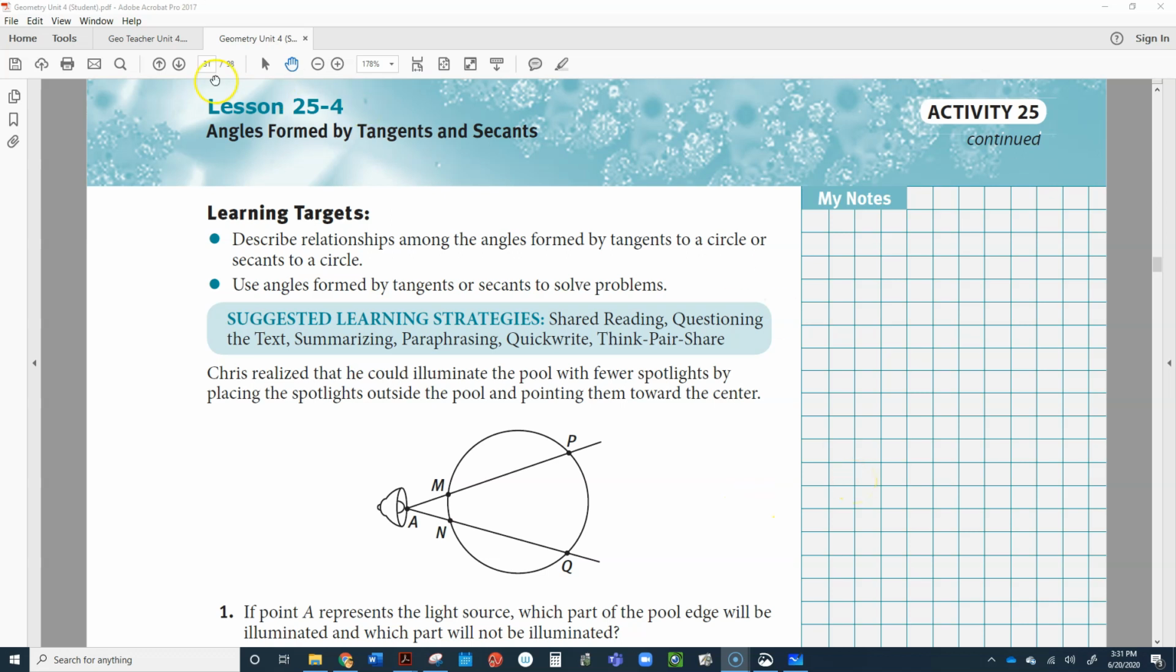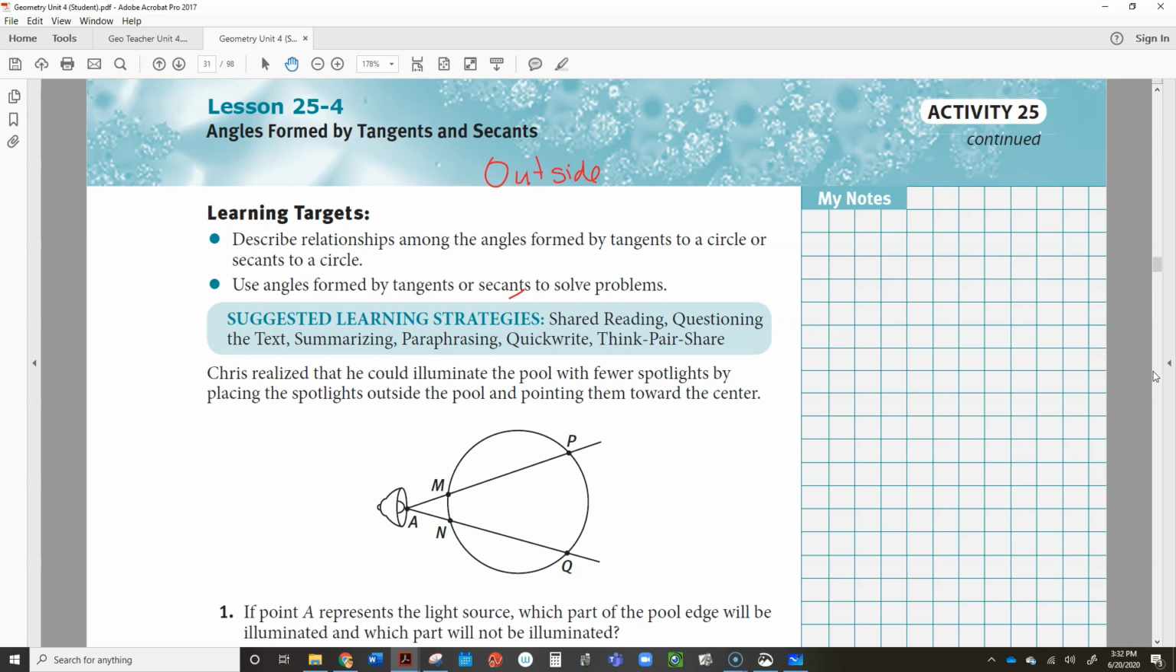Okay, we're doing lesson 25-4, and this is gonna finish up activity 25. This time we're gonna be dealing with angles that are formed by secants and tangents, which means that our angle is gonna be formed outside the circle. So that's the lesson. I call these outside angles.